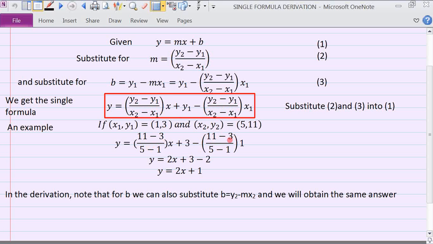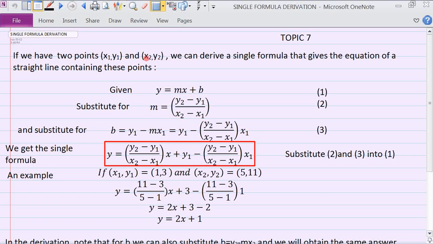So I'm going to substitute 11 minus 3 over 5 minus 1 for that. x1 is 1. X is my variable, and y1 is 3, so I put that right over here. And this whole thing works out to be 2, so I get 2x plus 3 minus 2 times 1, which is y equals 2x plus 1. So just using this formula and two ordered pairs, I can come out with that formula.